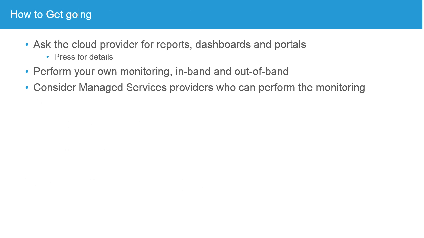So how to get going? What should you do first and foremost? Ask your cloud provider for reports, dashboards, and portals. Press for details. Let them know what you need. If they don't have a dashboard or a portal that meets your need, by all means, tell them what you do need. And sometimes you have to go and look at their competition and see if there's something better out there. Perform your own monitoring, in band and out of band.